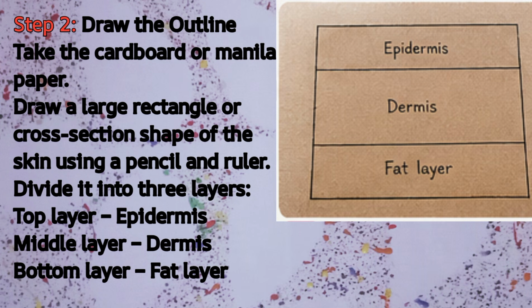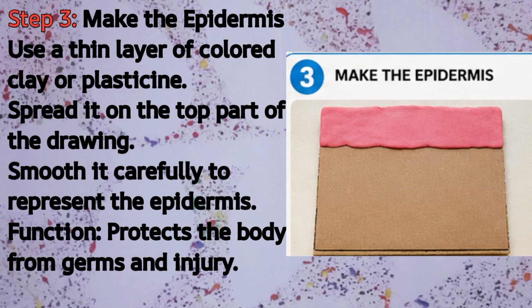Under step 3, they are going to make the epidermis. Here they use a thin layer of colored clay or plasticine, or modeling clay. Then they spread it on the top part of the drawing and smooth it carefully to represent the epidermis, as you can see under that step in my video. They must know the function of the epidermis is to protect the body from germs and injury.